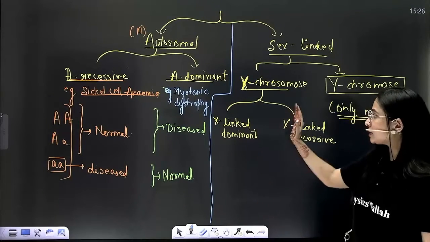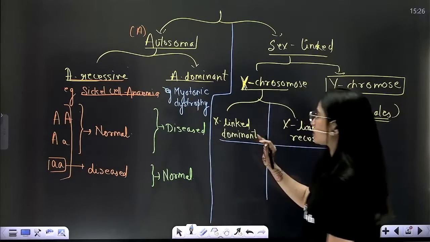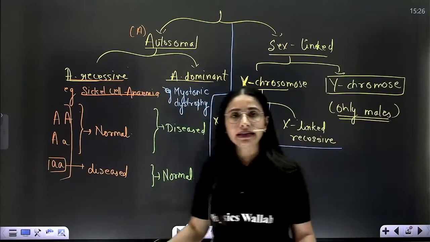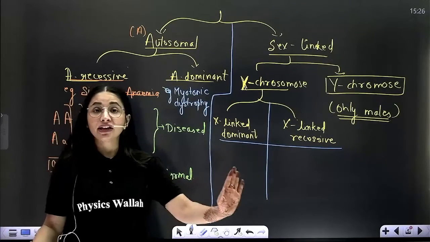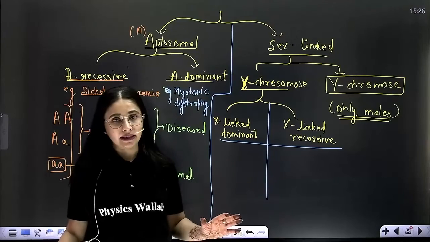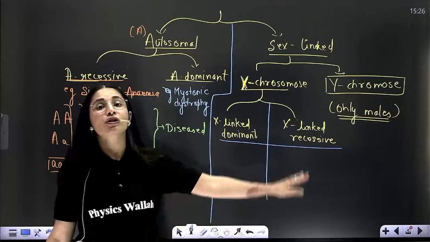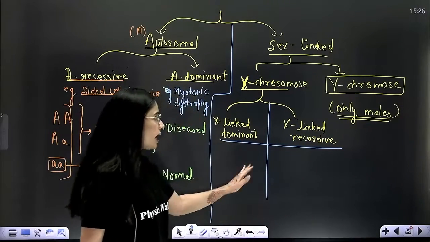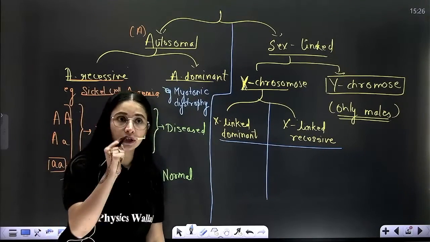Understood? Coming to sex-linked. Now in sex-linked, there are two conditions: dominant and recessive. For Y-linked, things are very clear. In Y-linked, only males will be affected. So Y-linked disorder charts are very, very easy to understand. The chart in which only males are affected and none of the females is affected means that chart is for a sex-linked Y disorder. Right? Okay. So now talking about X-linked recessive and X-linked dominant. How will you denote them?